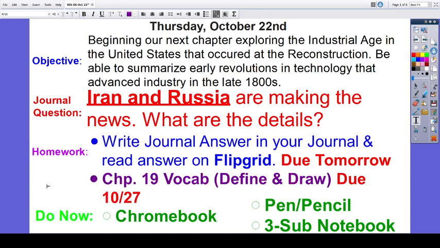All right, so that is our start. We're going to start looking at the industrialization of the United States, and specifically after Reconstruction and after the war in the West. After today, what you're watching here, you're going to be able to summarize some of the early technology, revolution, and changes that are going to advance industry in the late 1800s. But before we get to that, I have a question for you to think about.